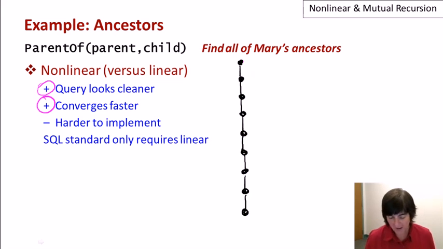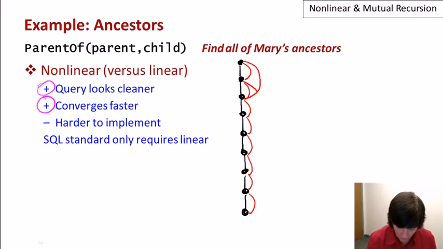And now let's think about what happens when we use the nonlinear version, where after the first step we join ancestor with itself instead of ancestor with parent. So as before on the first step, and now I'm going to make these red, the ancestor relation will contain exactly the same as the parents. And the second step is the same as well. We're going to join ancestor with itself, but since ancestor is only the parent relationship, we're again going to get all pairs in the second step of the iteration.